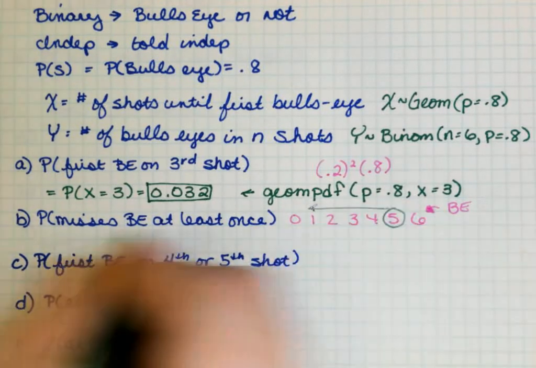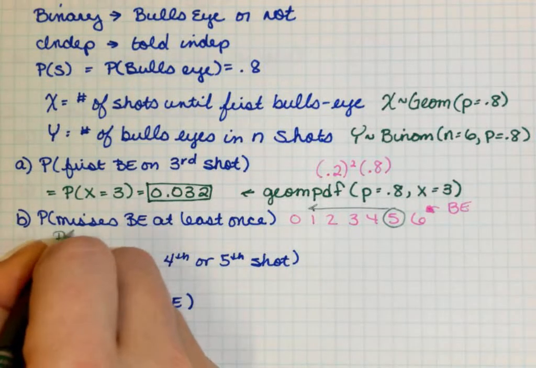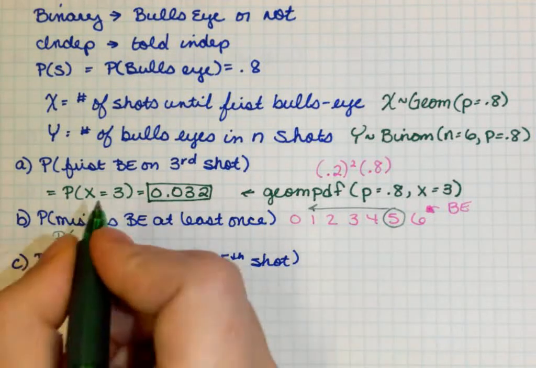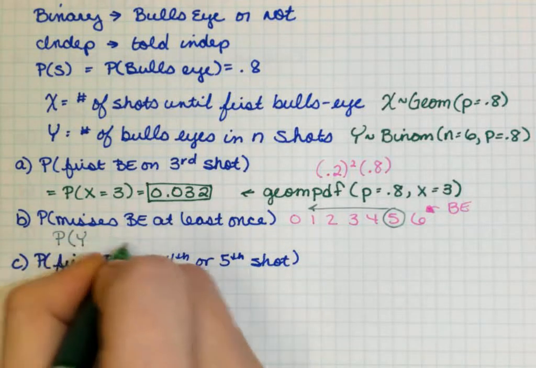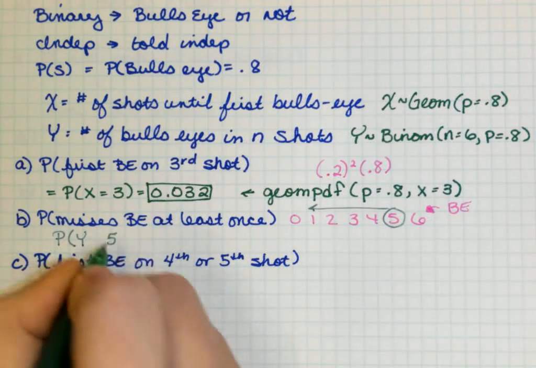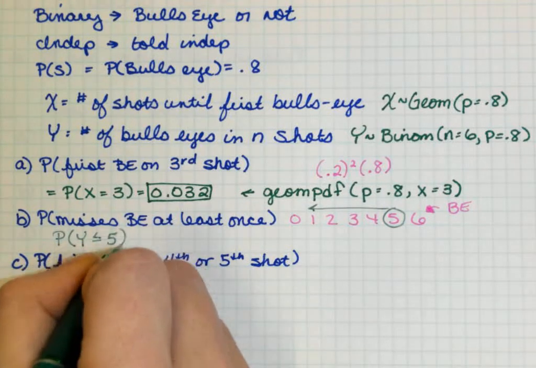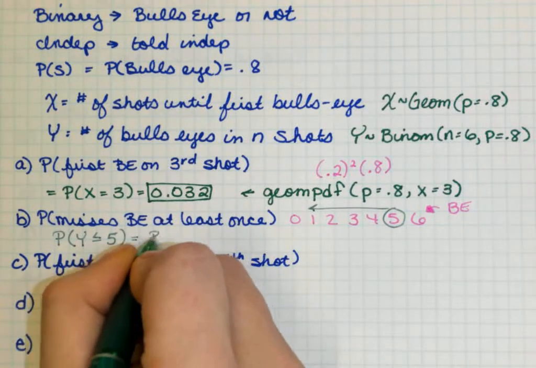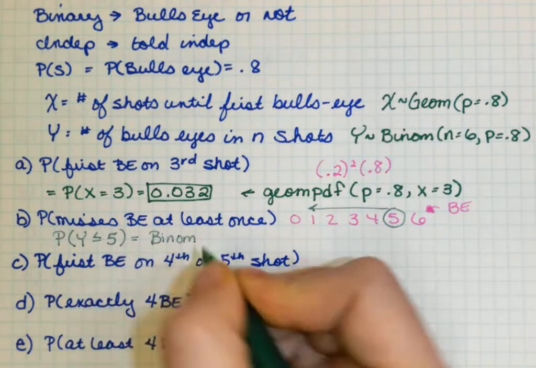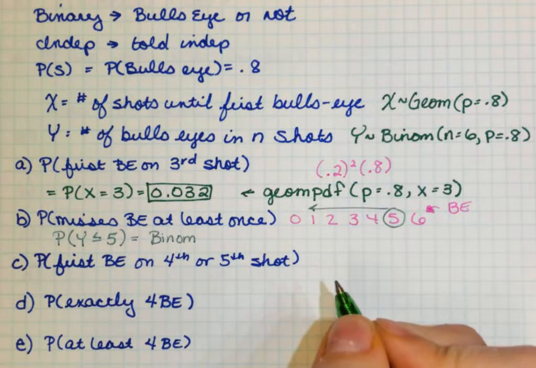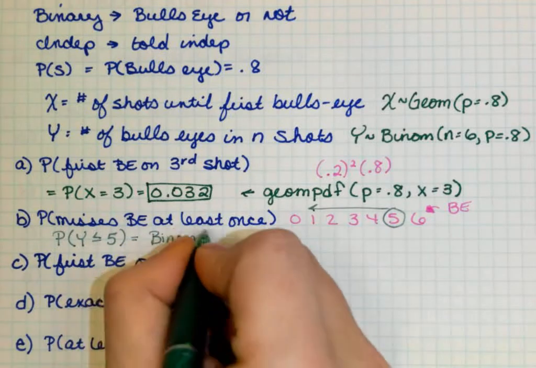Yes. So I'm looking here, binomial or geometric? Binomial, so that's Y. My number is 5, and what is my symbol? Less than or equal to. So we've already said that this is binomial. Is this going to be PDF or CDF? CDF.